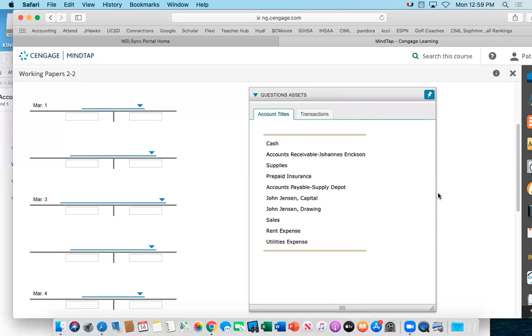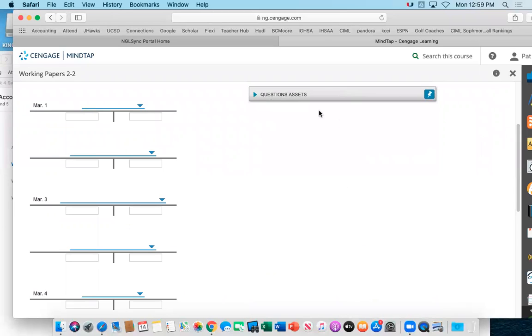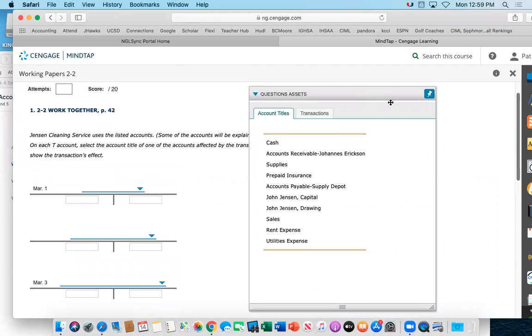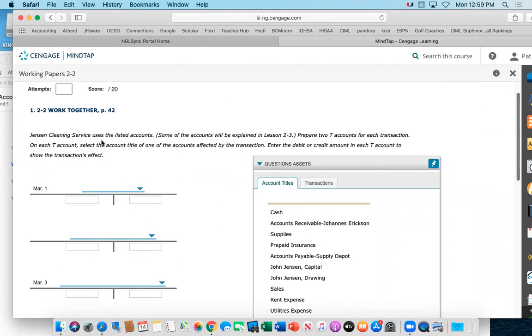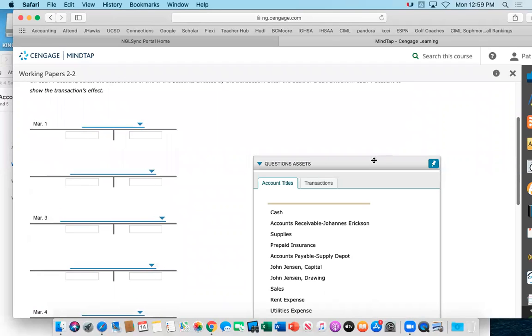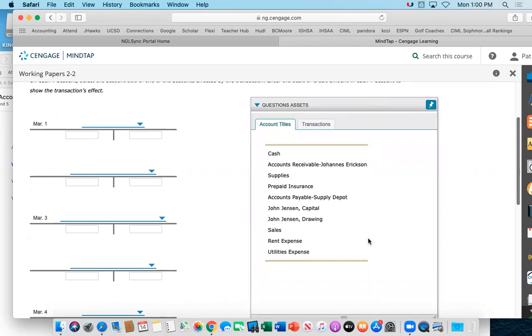Okay. All right. So if you see the directions, it says Jensen Cleaning Service. Listed the account type. Uses a list of accounts. Some of these we haven't even explained yet. We'll do later. Prepare T accounts for each transaction. On each one, decide what account's going to be affected, and enter the dollar amount as either a debit or a credit, depending on which account you use. So when they're talking about chart of accounts, this is what they're talking about. These are the accounts we're using.